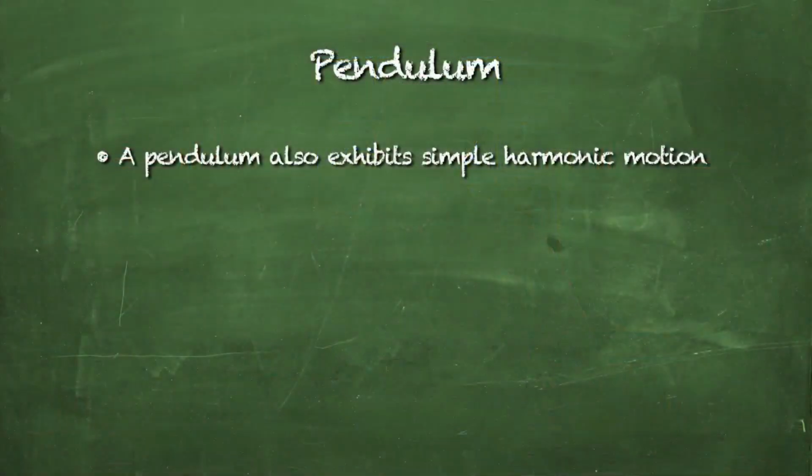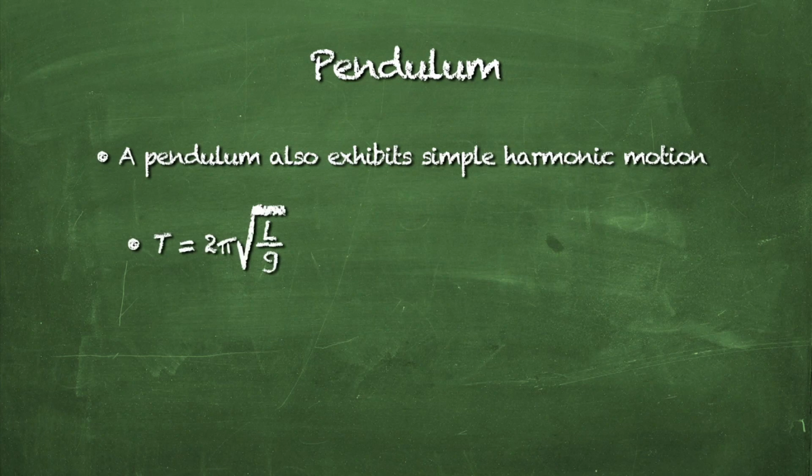Now, masses and springs aren't the only systems that demonstrate oscillations. Another system that demonstrates oscillations is a pendulum, consisting simply of a mass on a string. So to wrap up with Chapter 10, I'm going to talk a little bit about pendula. A pendulum also exhibits simple harmonic motion, and the period of the pendulum's motion is equal to 2 pi times the square root of the length of the pendulum divided by g, the gravitational field strength.